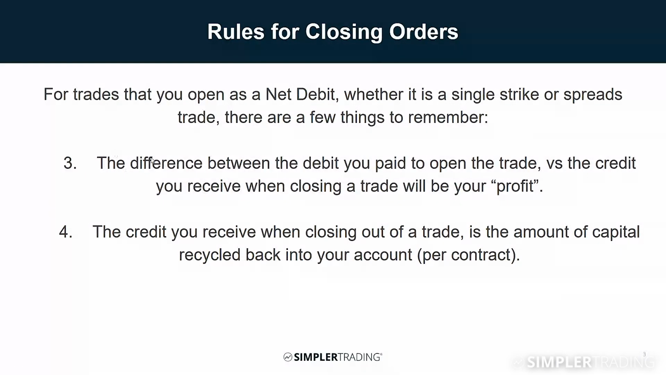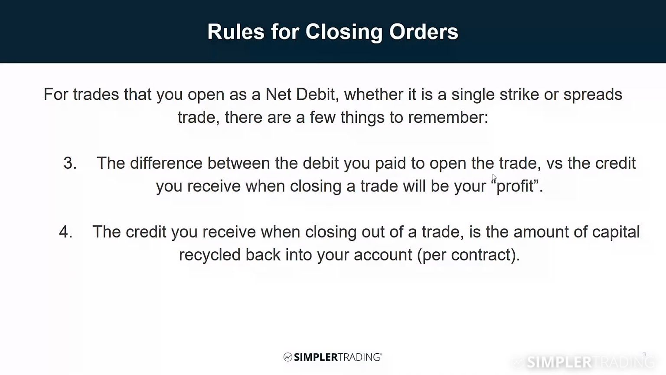The third thing I think is important to remember is the difference between the debit you paid to open the trade versus the credit you receive when closing it out will be your profit. So if you paid $1.50 for a trade and you're closing it out for a credit of $2.50, that means the difference between those two was your profit on the trade. The credit you receive when closing out of a trade is the amount of capital you bring back into your account per contract, of course, right? When we're talking about options trades here.